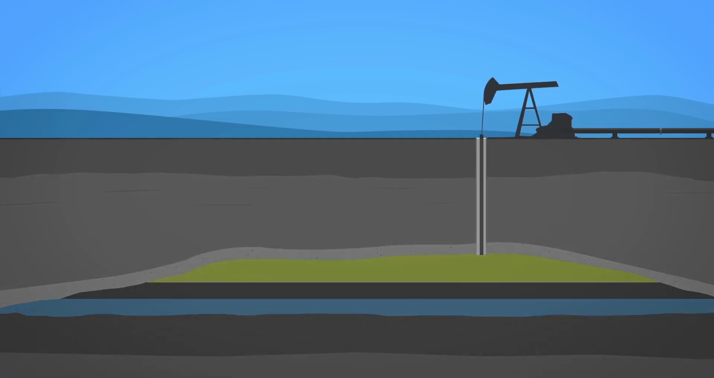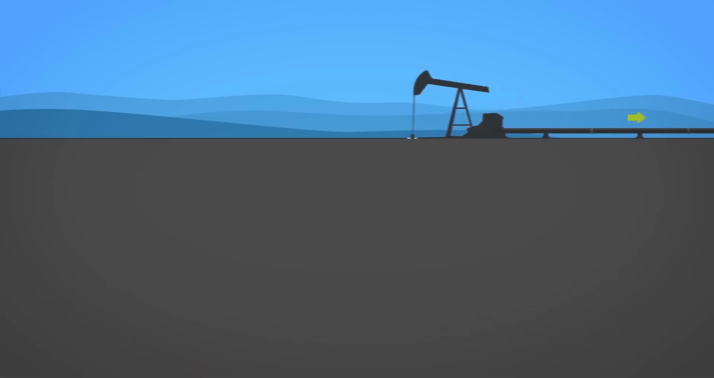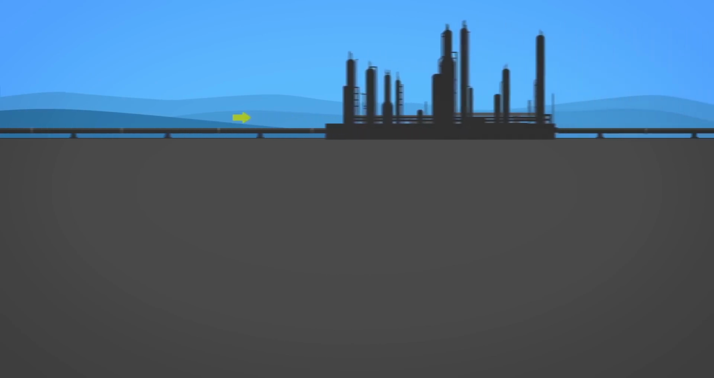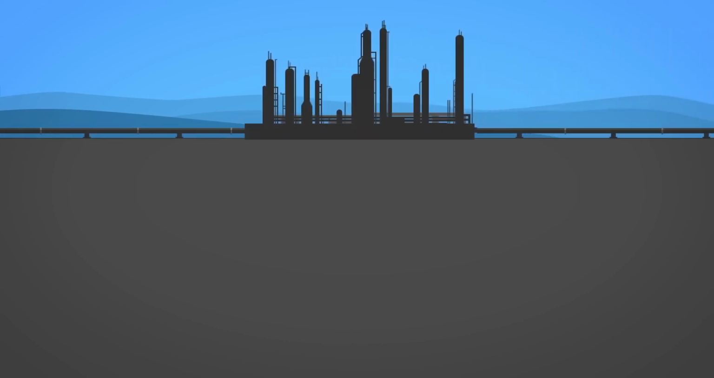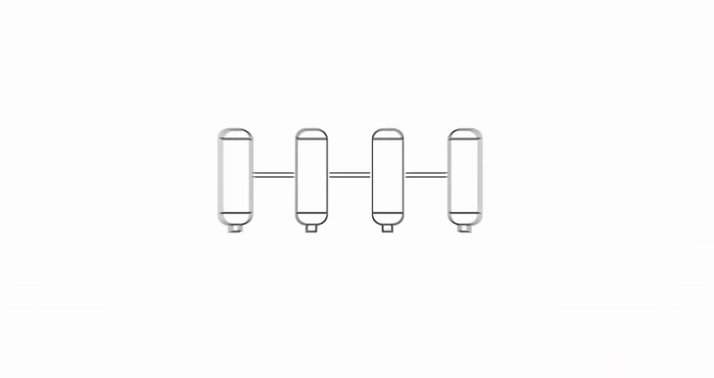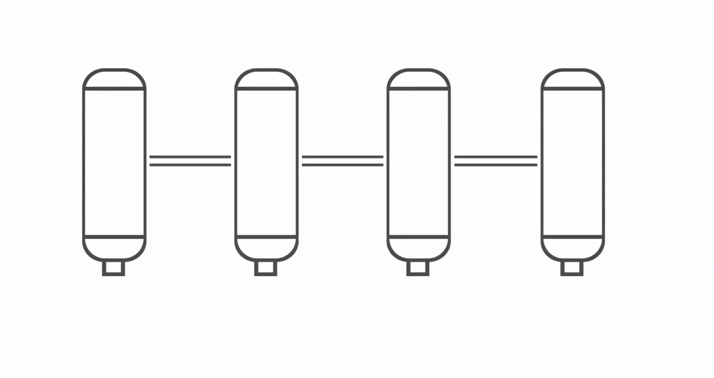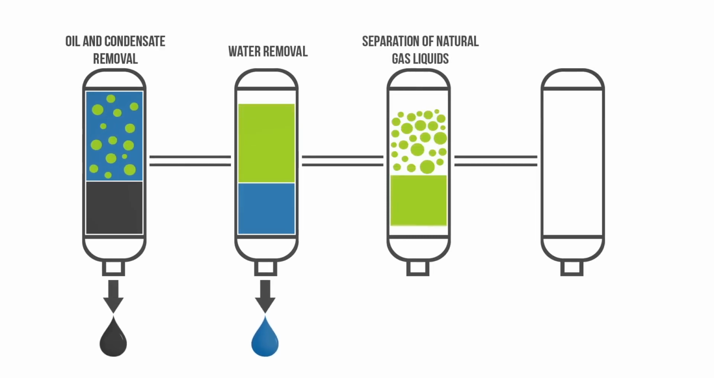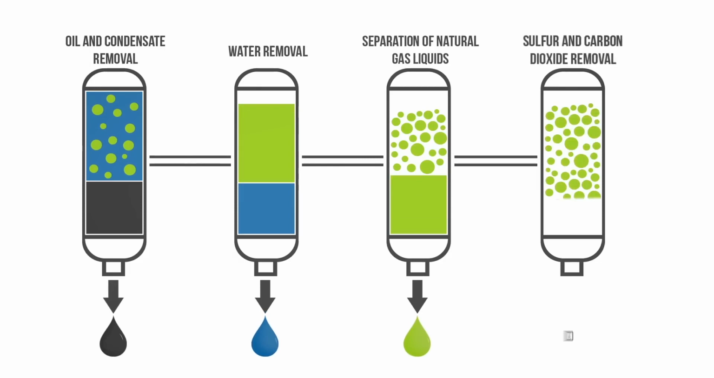Once extracted, natural gas is sent through small pipelines called gathering lines to processing plants, which separate the various hydrocarbons and fluids from the pure natural gas to produce what is known as pipeline-quality dry natural gas before it can be transported. Processing involves 4 main steps to remove the various impurities: oil and condensate removal, water removal, separation of natural gas liquids, sulfur and carbon dioxide removal.